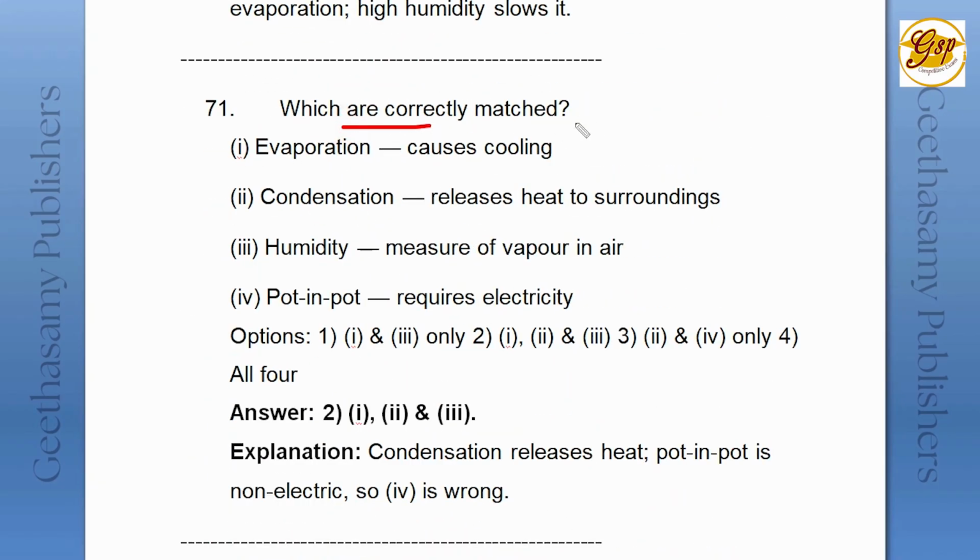Which are correctly matched? Evaporation causes cooling. Condensation releases heat to the surroundings. Humidity is a measure of water vapor in air. Pot in pot requires electricity. The options are: 1 and 3 only, 1 and 2 only, 1, 2 and 3 only, and all 4. The correct answer is 1, 2, 3 only. They are correctly matched. Only the last one is wrong, since it doesn't need electricity. That is the wrongly matched one.